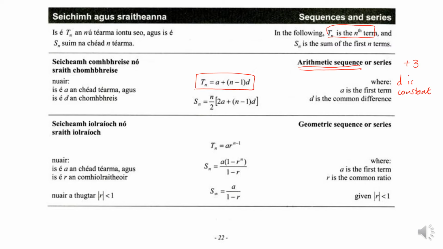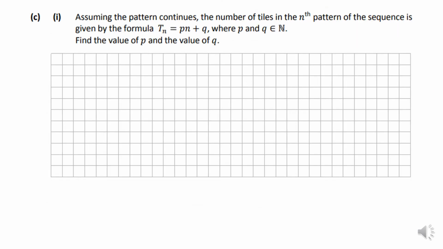So we'll start by writing that down. Tn equals A plus n minus 1 times D. So what is A and what is D? A was the first term in the sequence. If you think back, the very first term was 3 across with length of 2 down, and when you counted them you got 1, 2, 3, 4, 5. So A is 5, and as we discussed, they're increasing by 3 each time, so D is plus 3.